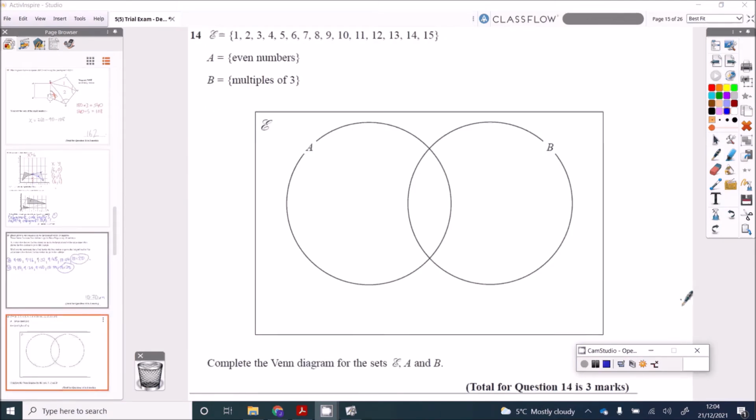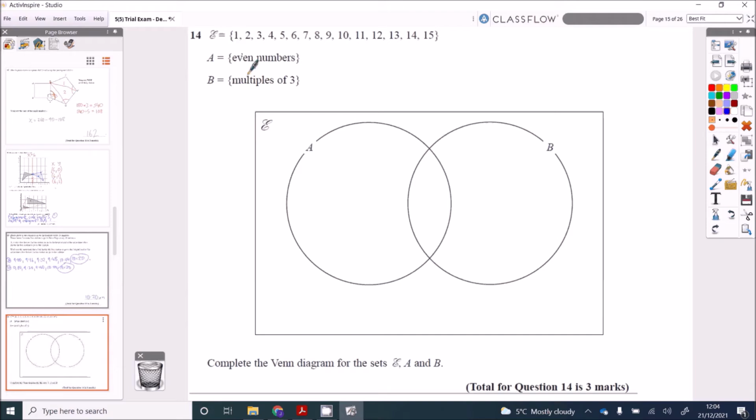Question 14. Complete the Venn diagram. All the numbers in the universal set, 1 to 15, have to be placed somewhere inside that rectangle. If they're an even number, they'll go in the A circle. If they're a multiple of 3, they go in the B circle. And of course, if they are both an even number and a multiple of 3, they'll go in the intersection in the middle. So if I were you, I would just work my way along.